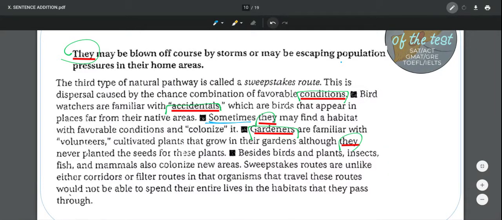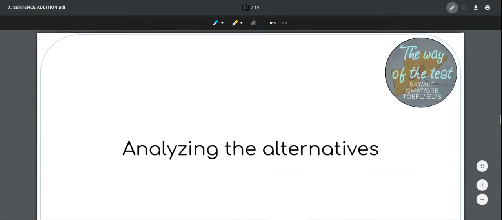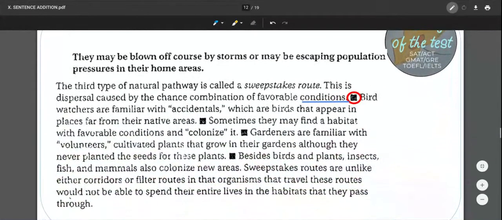Okay, so I have the "sometimes," which means I'm about to give a specific set of cases. I have a "besides," and that's pretty much it, right? I don't have anything else. Okay, now we're going to check the black boxes one by one. What happens to the first black box?